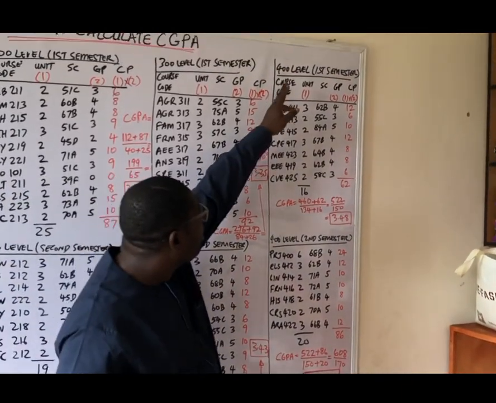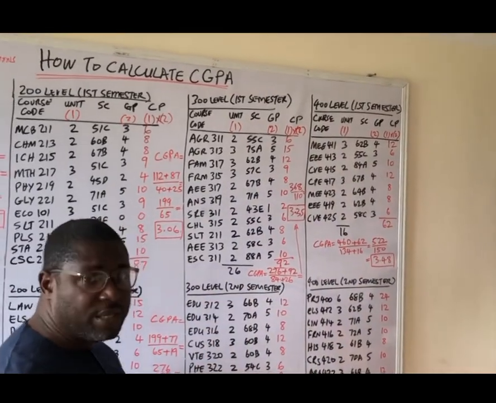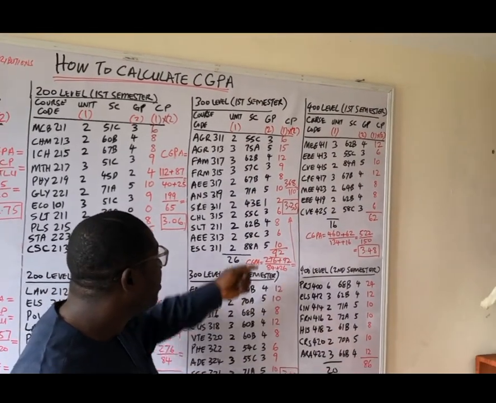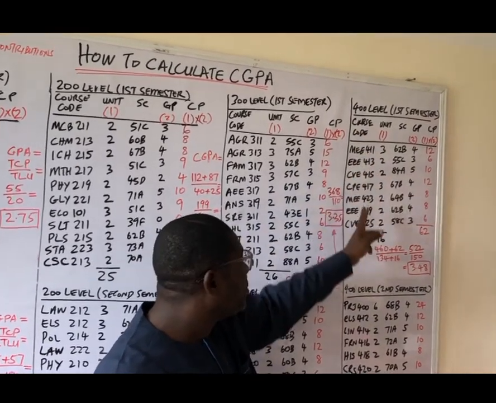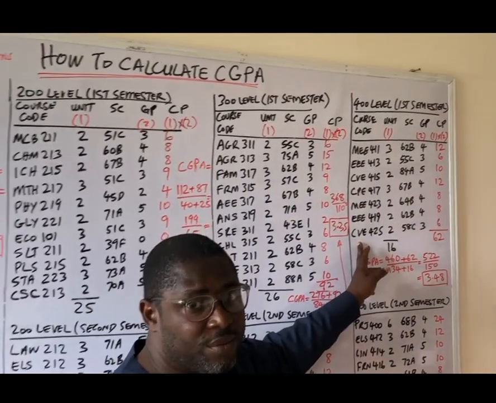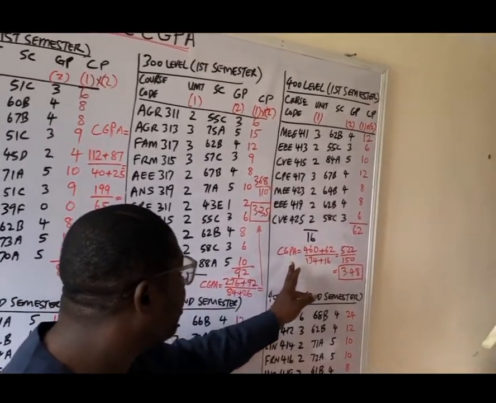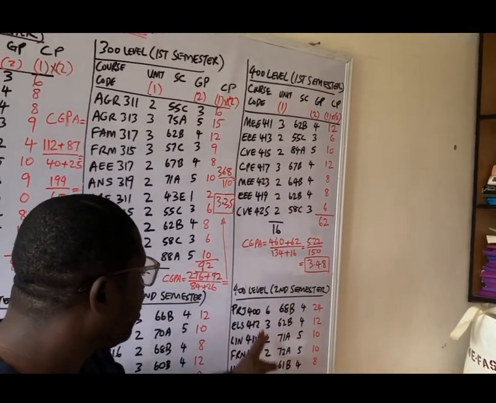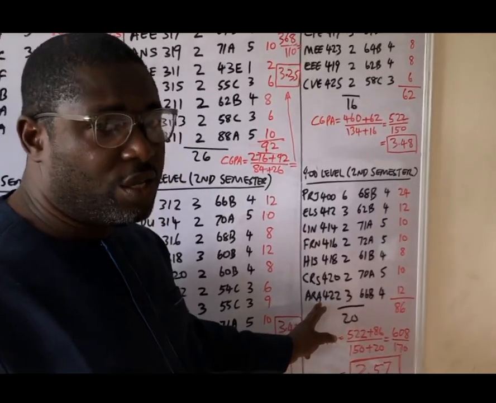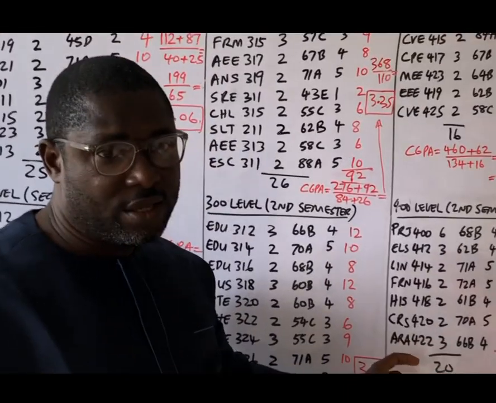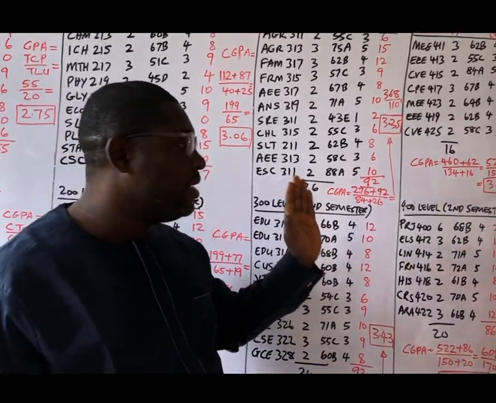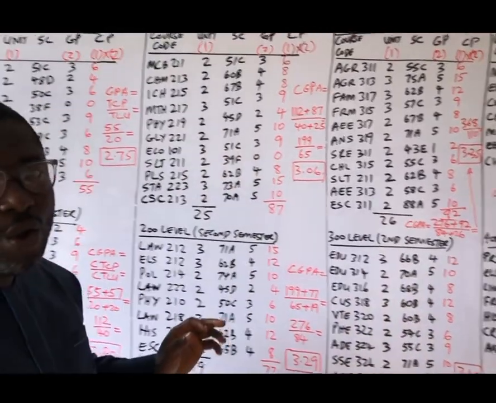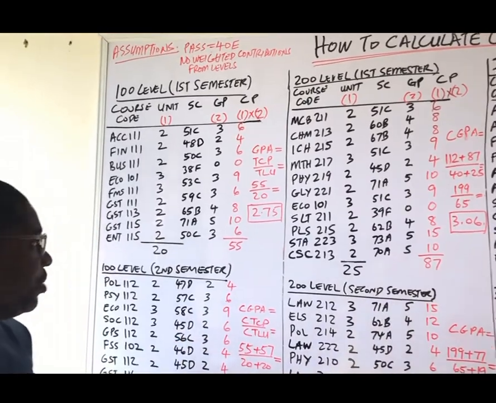In 400 level, he's done courses in education. Then in 300 level second semester, he's done courses in education, beg your pardon. Then in 400 level first semester, he's done courses in engineering. And then in 400 level second semester, in his final year, he's done courses in arts. So we're going to now see how we can calculate the CGPA of this student.